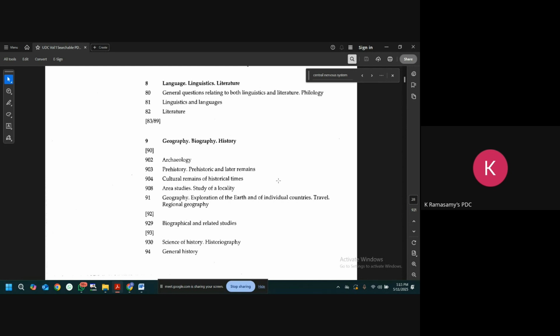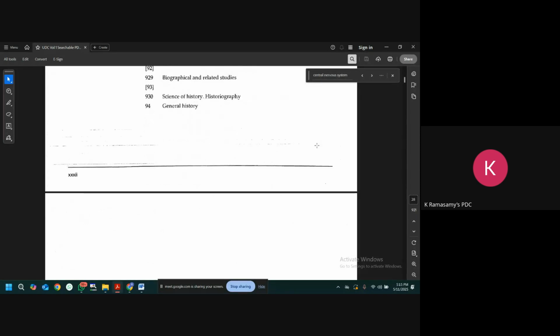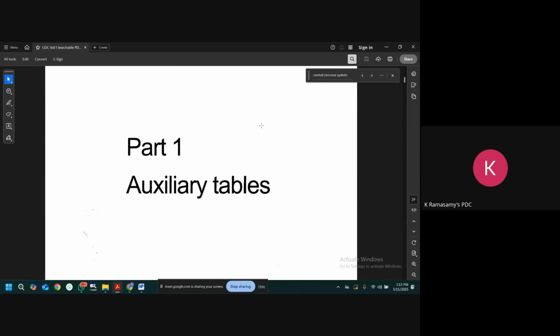So the basic way how UDC is arranged, it is available in summary of classification. In fact, summary of classification is available in both volume 1 and volume 2. Okay. And once summary is over, then comes part 1. See, volume 1 is called systematic tables. Volume 1 has got 2 parts. Part 1 is called auxiliary table.